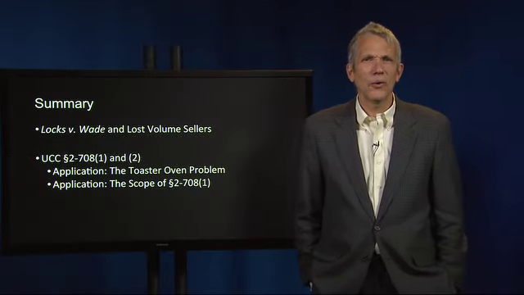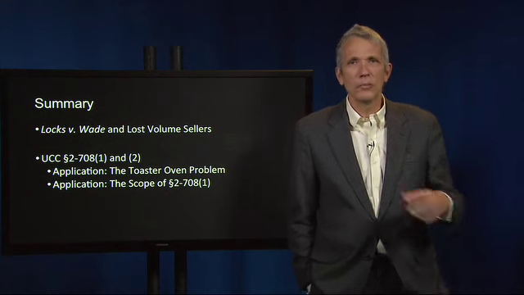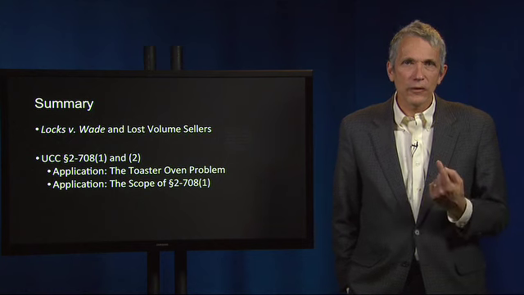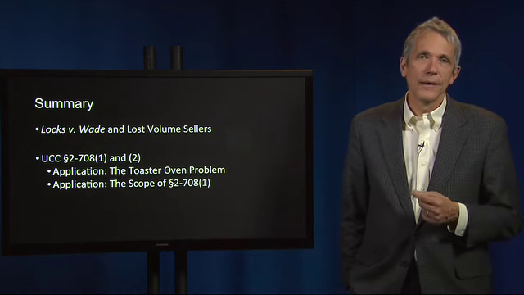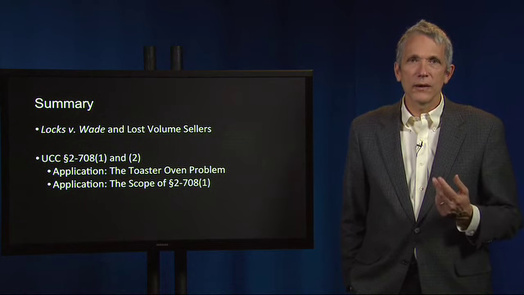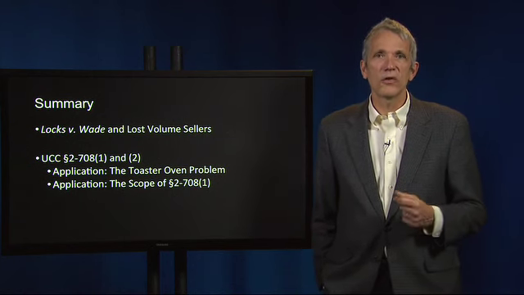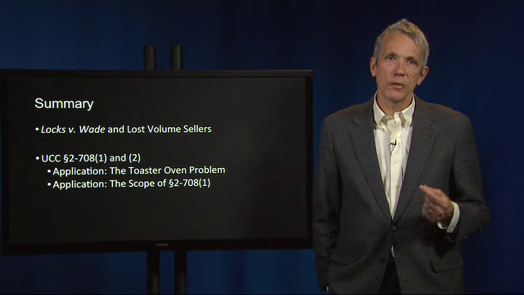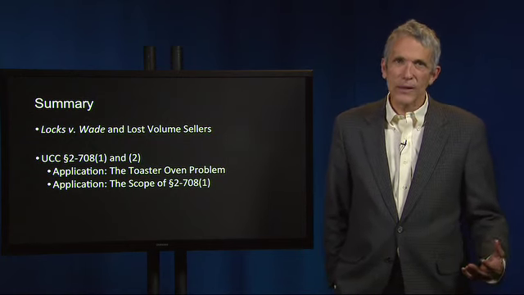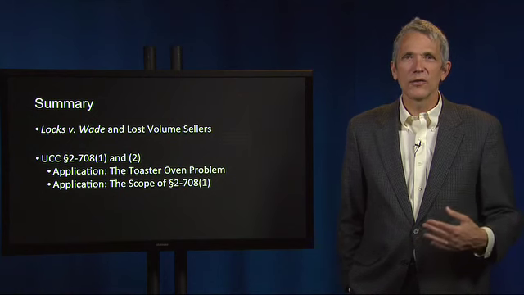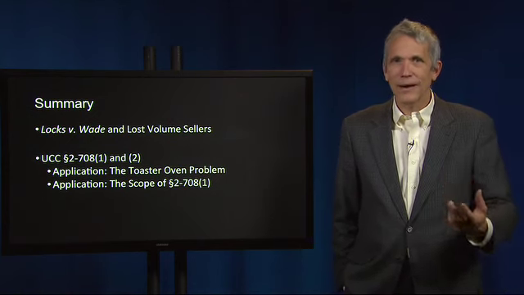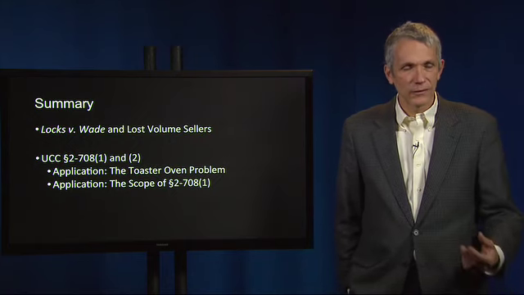We've packed a whole lot into this two-part video. So let's summarize what we've learned. First, we used Locke v. Wade to discuss lost volume sellers. Then we introduced and discussed UCC provision 2-708 and the differences between subsection 1 and subsection 2. Finally, we applied these subsections to two different mathematical hypotheticals, and together we calculated damages under each.